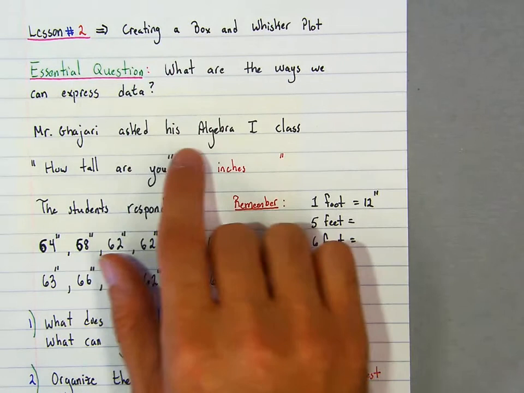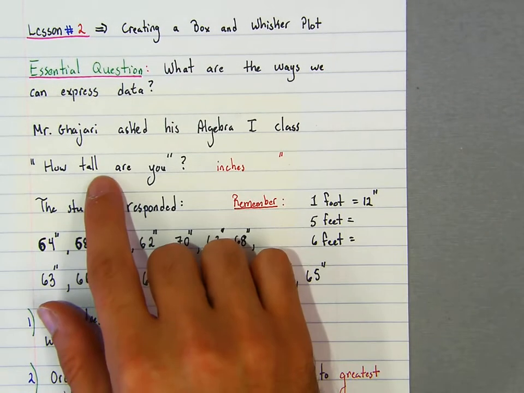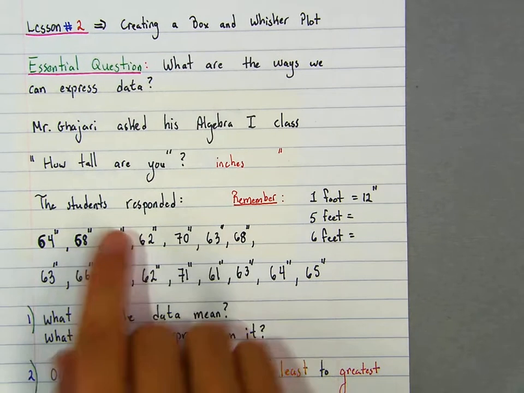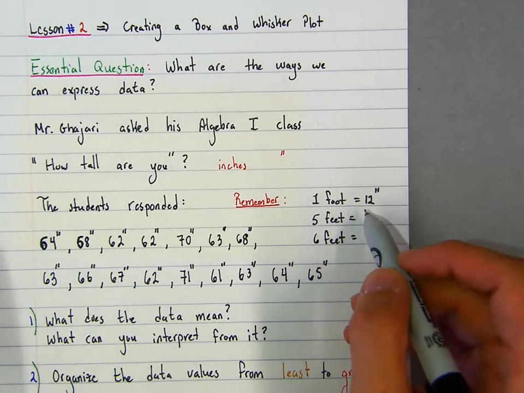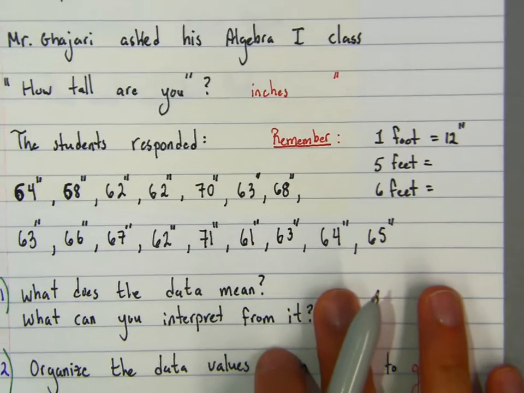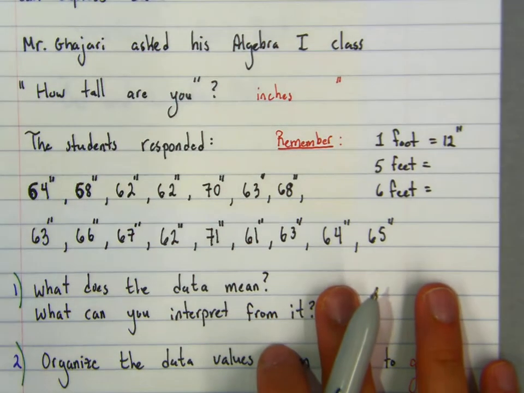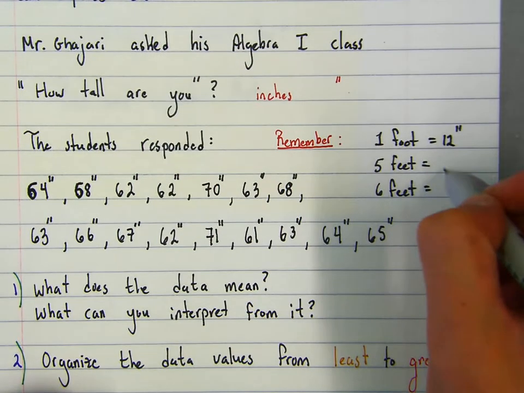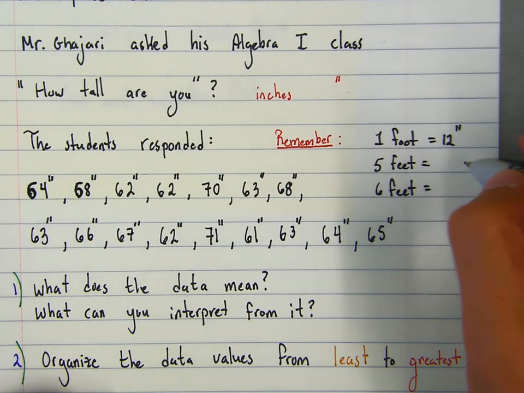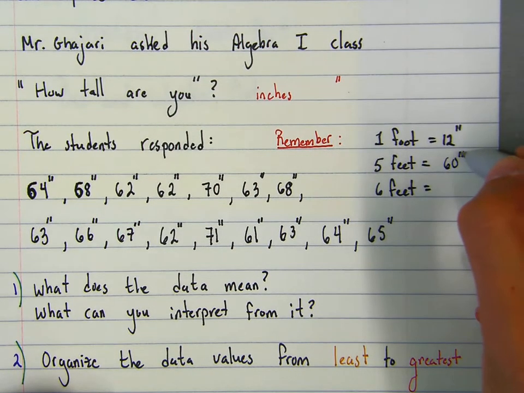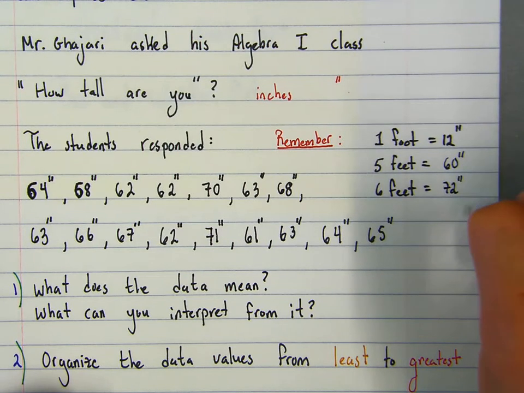So Mr. Gajari asked his Algebra 1 class, hey, how tall are you? And in inches. And just to review, remember that 1 foot is 12 inches. So then all of you are somewhere between 5 feet and 6 feet. If 1 foot is 12 inches, 5 feet would be how many inches? Pause the video. It would be 60 inches. And notice that this notation here of the double line means inches. And then 6 feet would be 72 inches.